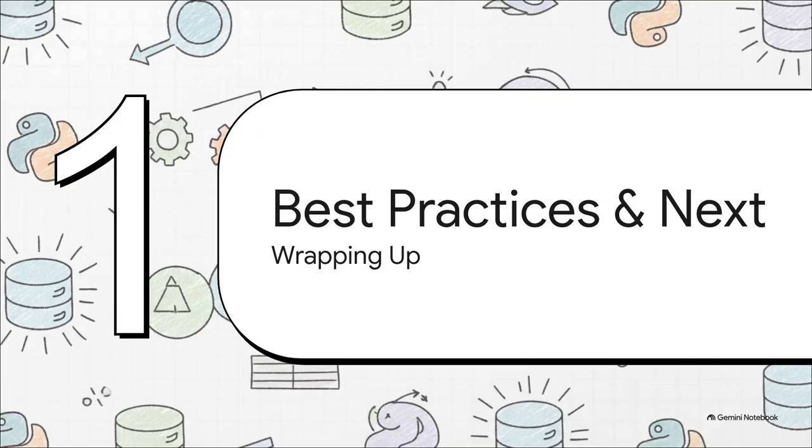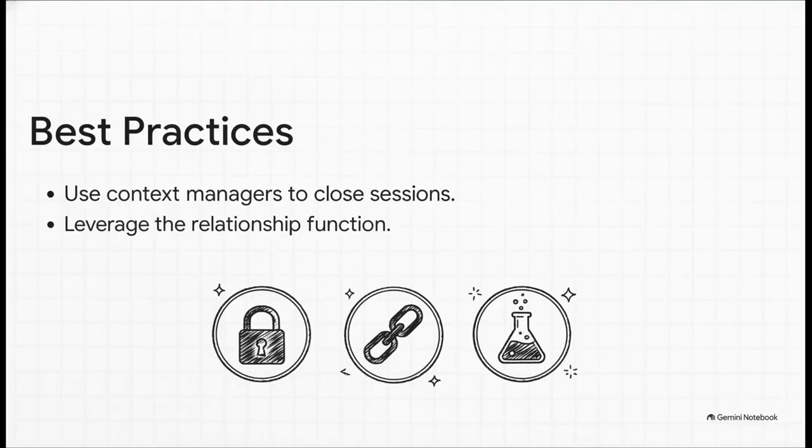All right, before we wrap up, let's head into Section 6, Best Practices and Next Steps. Let's lock in 3 absolutely crucial best practices. Number 1, always close your sessions using Python's context manager syntax. The with statement to guarantee they close automatically. Number 2, heavily leverage that relationship function instead of writing manual, separate queries to stitch your data together. And number 3, plan to use a companion package called Alembic right from day 1 of your project.